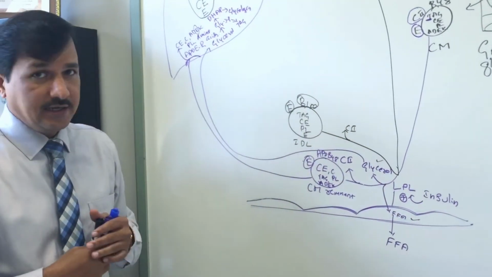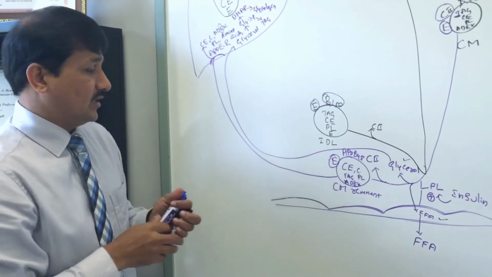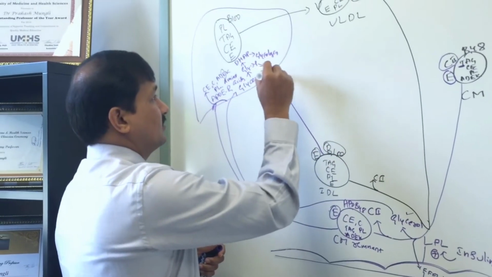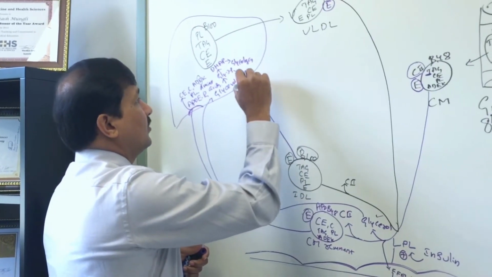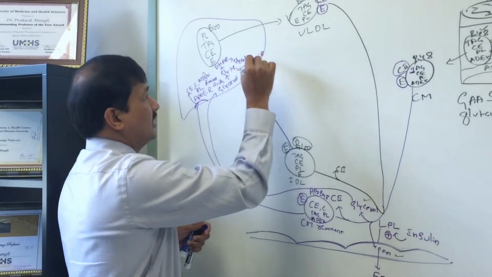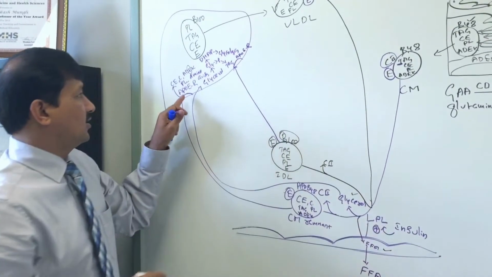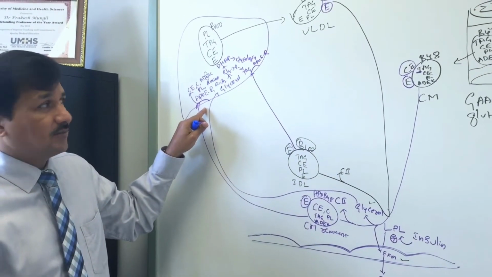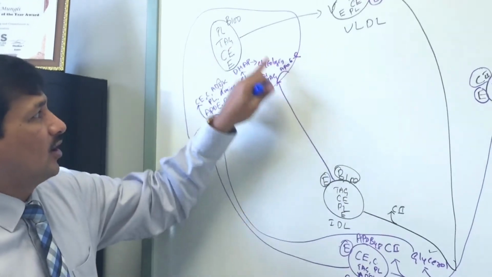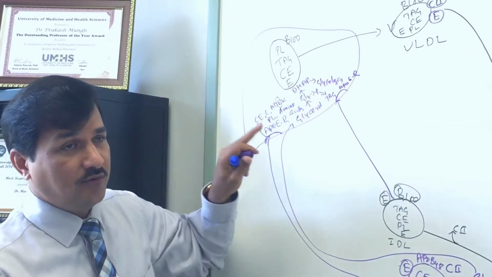Now what happens to the IDL? IDL has got three fates. One fate of IDL is it can be taken up by the liver, and that is done by the ApoE receptor. ApoE receptors, which are called remnant receptors, very similar to what we have seen for chylomicron remnant. The same remnant receptors can take up IDL, and all the contents will go to the liver. That's one fate of it.